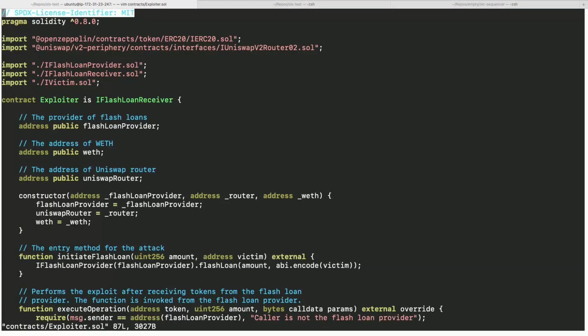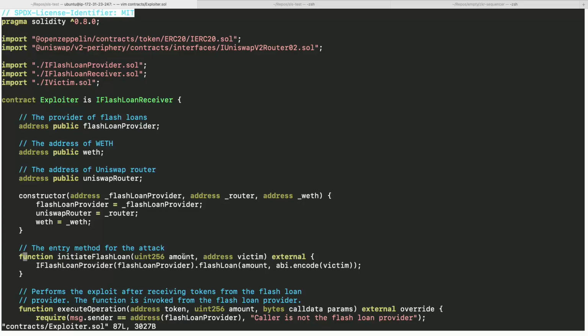Perfect. All right, so first I should actually show you that smart contract that implements the exploit, right? So this is my exploiter. I said that we will need some references to flash loans, to Uniswap, and to Ether, which in the case of Uniswap is called WETH. It's the wrapped Ether. So those are some variables or attributes that I have in here. Then I have a constructor, and then I have an entry method into the attack. It's called initiate flash loan.